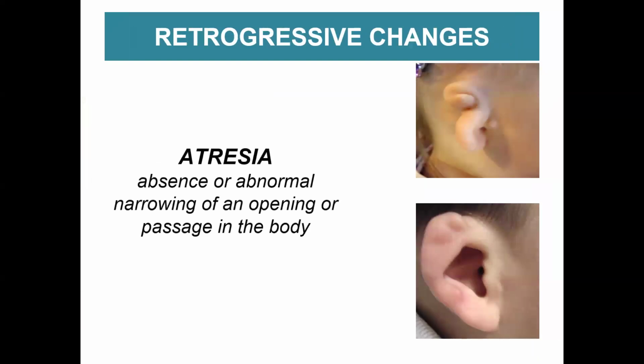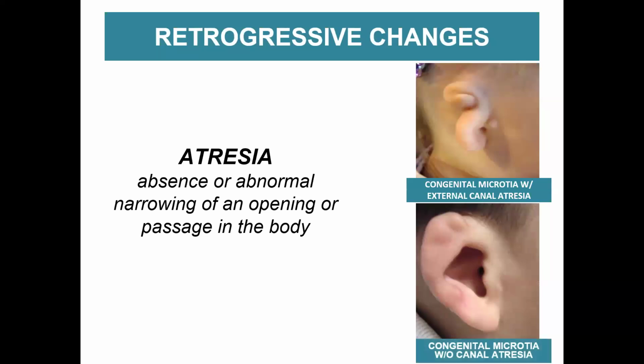You have here your retrogressive changes. Another retrogressive change is your atresia. This is the absence or abnormal narrowing of an opening or passage in the body. These two pictures are different, no? The one on top is external canal atresia as compared to the one below, without atresia. The one below has an opening and is only narrowed. The one on top has atresia, so basically there's an absence of the opening.